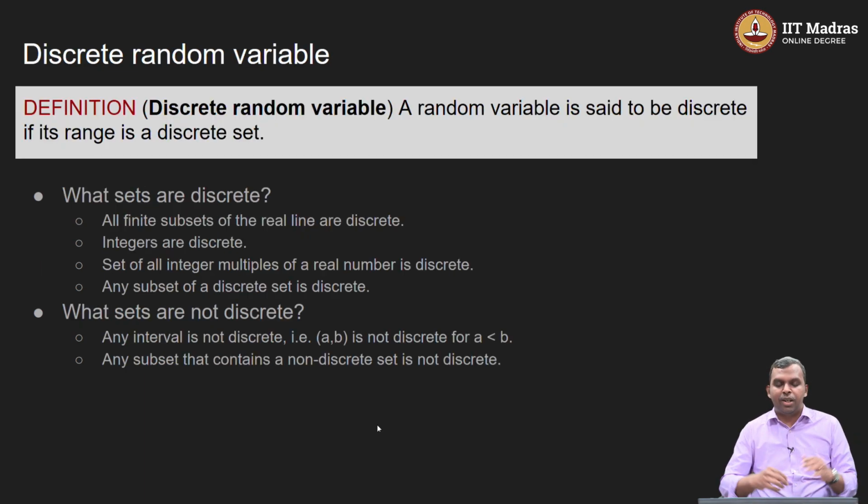Now we are ready to think of a discrete random variable. A random variable we will say is discrete if the range is a discrete set. What is discrete? It turns out the strict definition of discrete is a bit complicated, so we will use it in a very vague way. We will just say finite subsets are discrete. If you have a finite number of elements in the set, it's always discrete. The integers are discrete. All integer multiples of a number are discrete. Any subset of a discrete set is discrete.